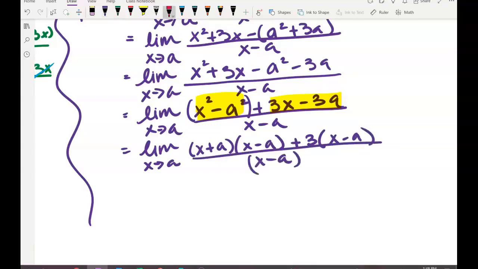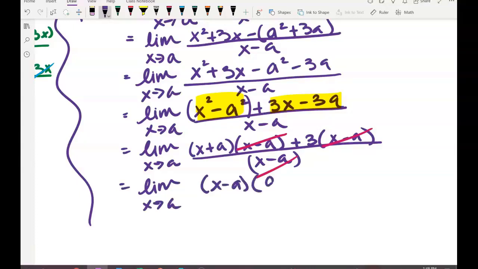Now, as you can see here, we can cancel this and this, because technically, if you want to see another step here, we'll do another step. Technically, from there, we can factor out x minus a because they have that in common. Then we are ending up with an x plus a plus 3, okay, all over x minus a. So if you want to wait until here to cancel, that's okay too.